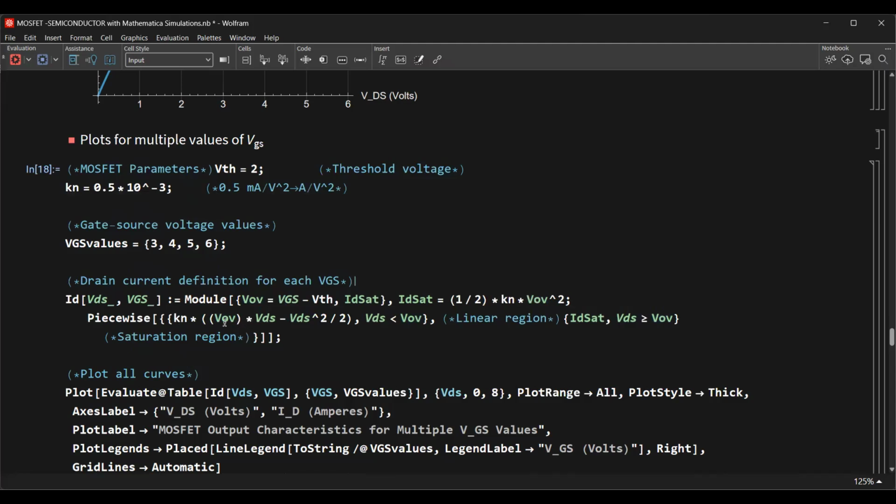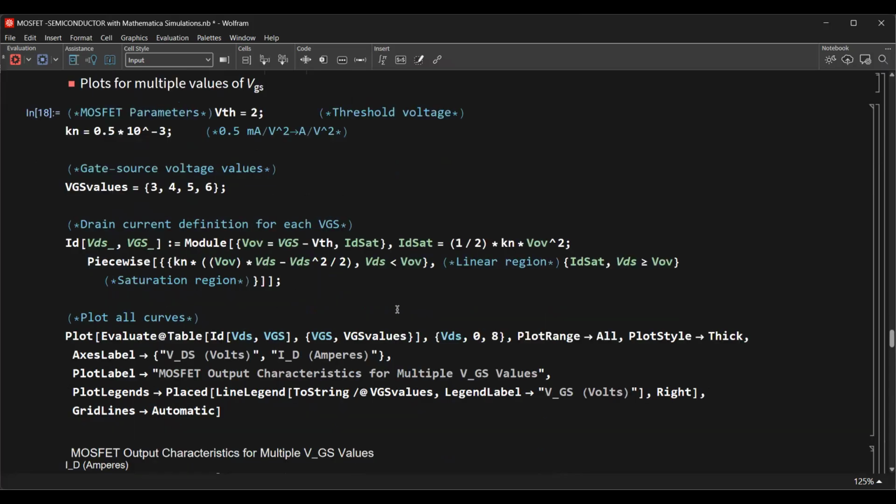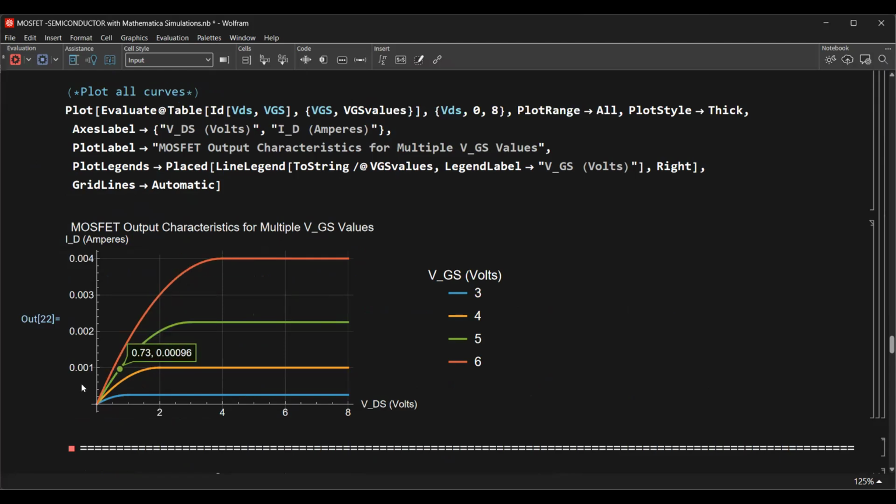So for the piecewise, we have Kn times the overdrive voltage times VDS minus VDS squared, the drain source voltage squared, divided by 2. Here the VDS is greater than VOV. This is for the linear region. This is the linear region, this one is also the linear region, and now this is the saturation region. Okay.